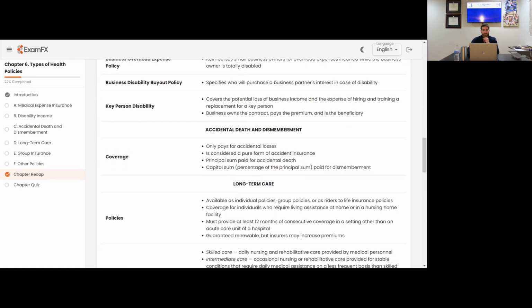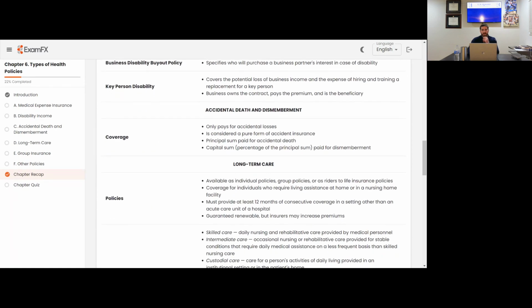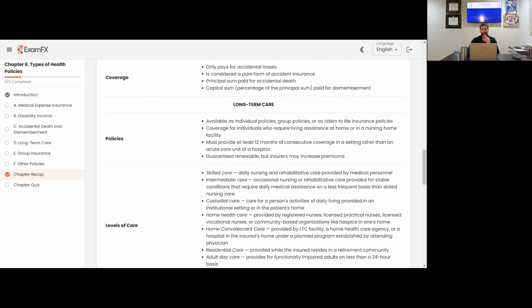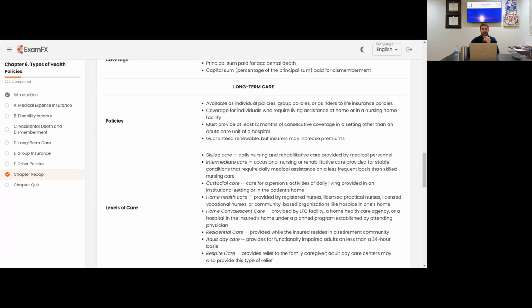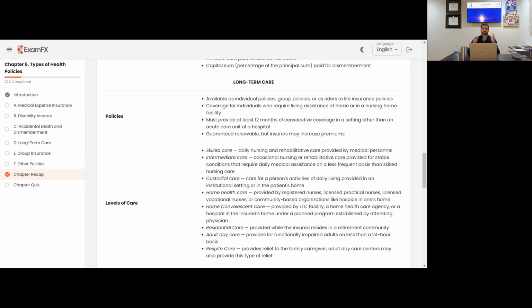Again, know the business stuff. Accidental death and dismemberment: know that's pure accident, not self-induced or purposeful. And know the long-term care, guys. I don't think you'll have to know the specific differences of level of care, but you really want to know what long-term care is. Typically, that's going to be home health, nursing home, pretty much long-term care in a nursing facility for senior citizens.